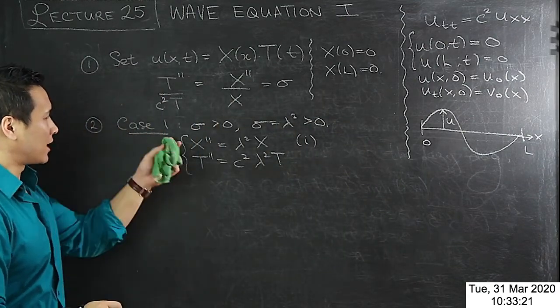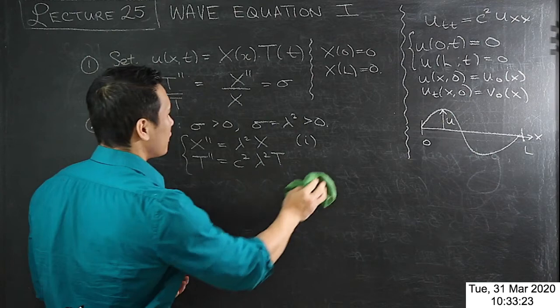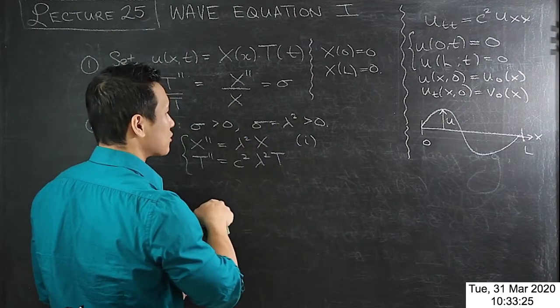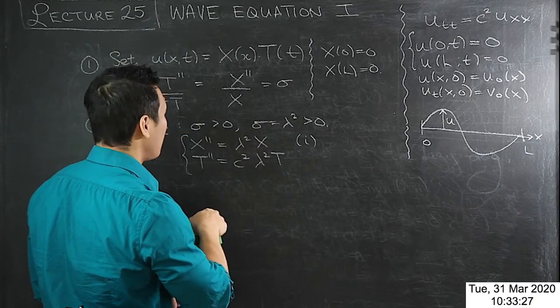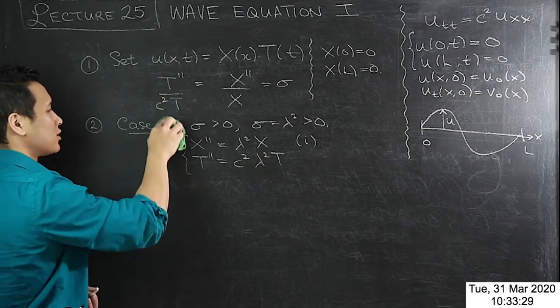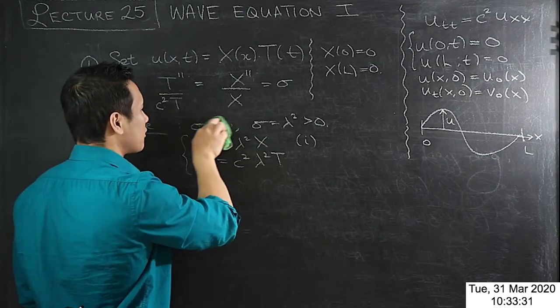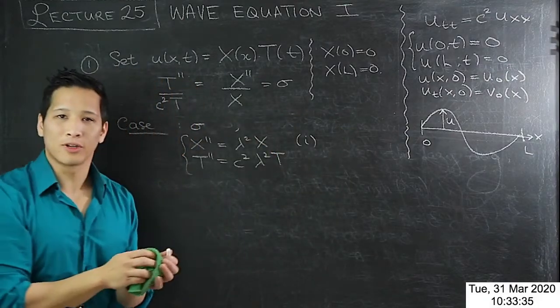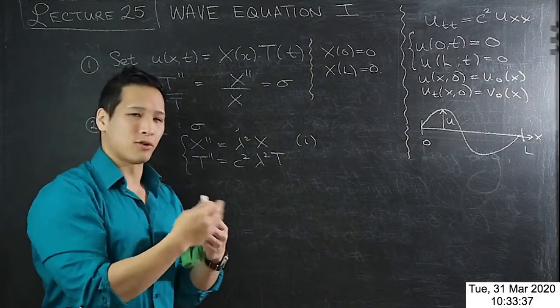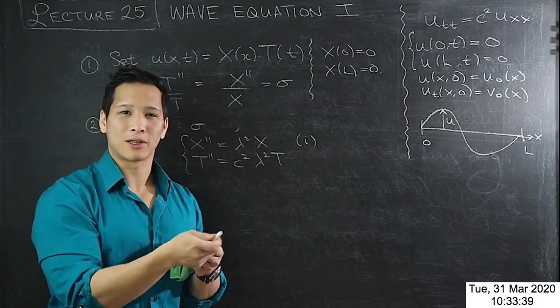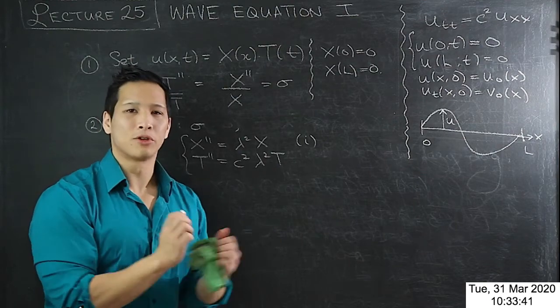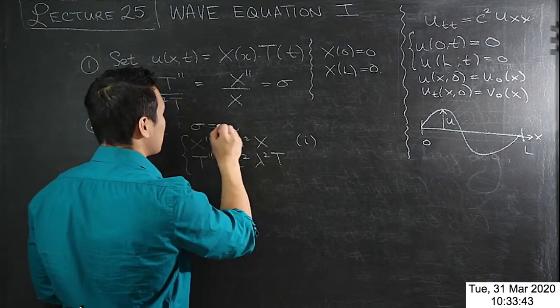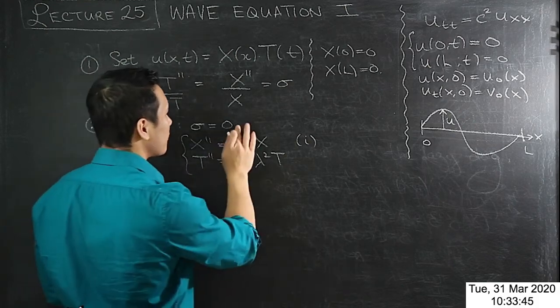Okay, so at the end of the day, you would have concluded that this case is trivial. Now we're going to move on to case two. In case two, I have sigma equal to zero. We're going to do that case separately as well. Sometimes you can combine it with the sigma less than or equal to zero case, but we'll do the sigma equal to zero case. So let's set sigma equal to zero.